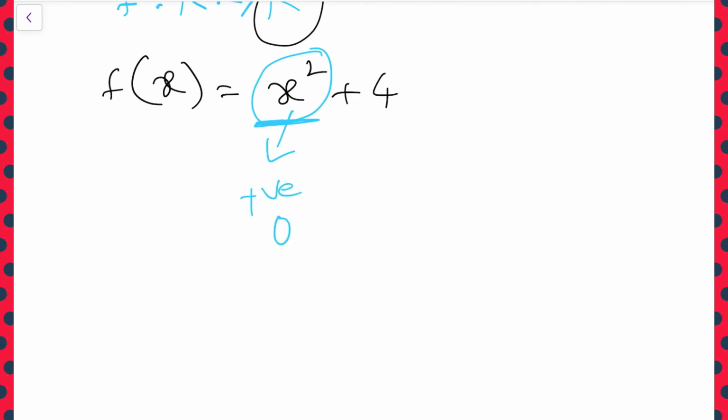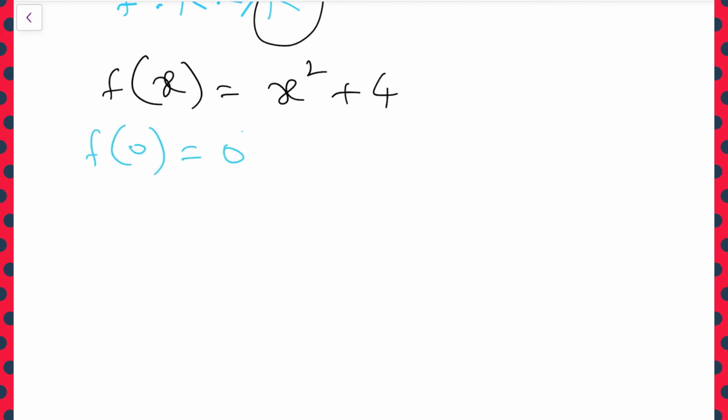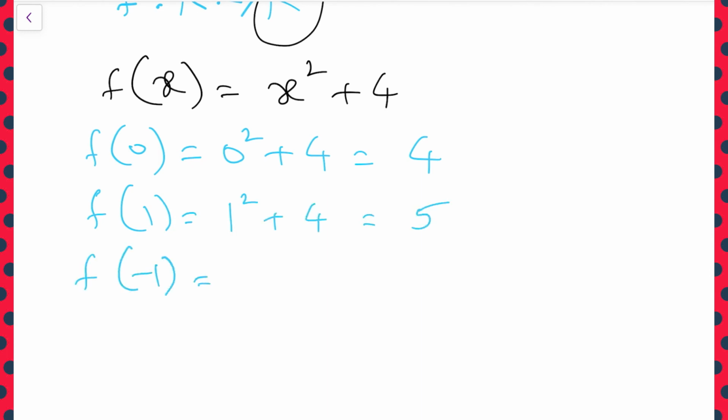So now in the place of x, I am substituting 0. Then f of 0 is equal to 0 square plus 4, that is nothing but 4. I am substituting 1: f of 1 is 1 square plus 4, that is 5. I am substituting minus 1: f of minus 1 is minus 1 whole square plus 4, which is 5 again. So here there is no chance that we will get a negative number. Then what will be the range of this?